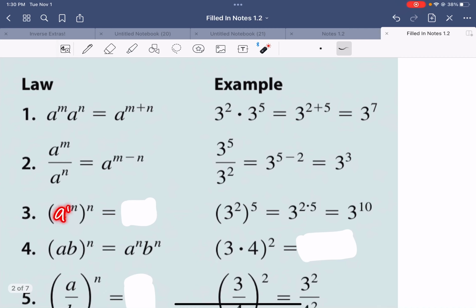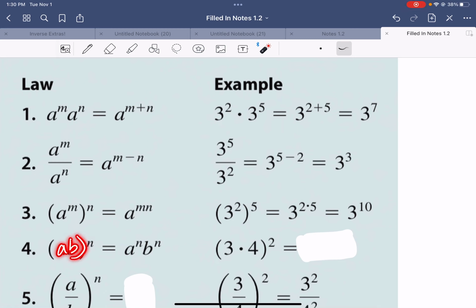Well, then if you have a to the m and then raise it to the n, you end up multiplying those numbers together. So if you take something to a power and then raise it again, you multiply those. So 3 squared, all that stuff to the fifth, is just 3 to the 2 times 5, or 3 to the 10th.